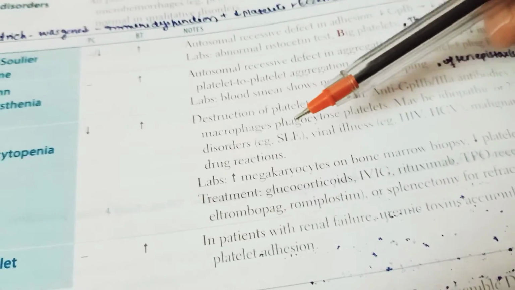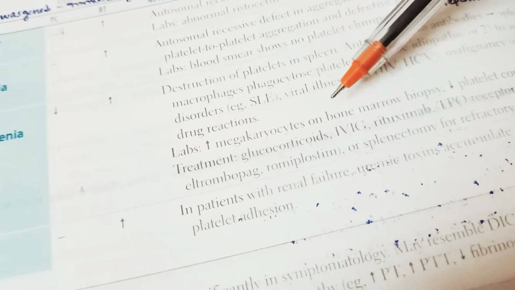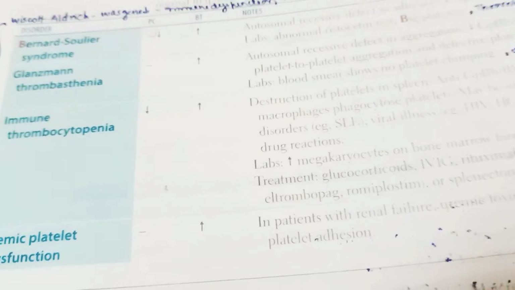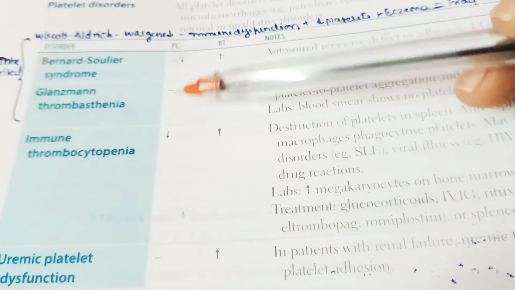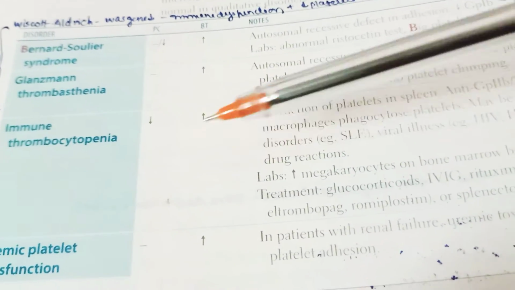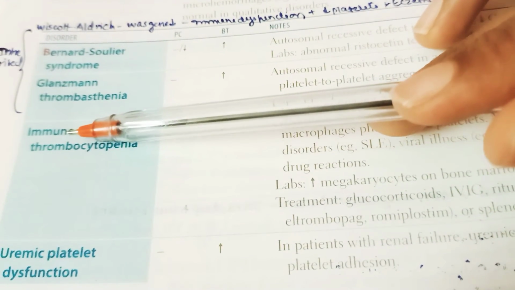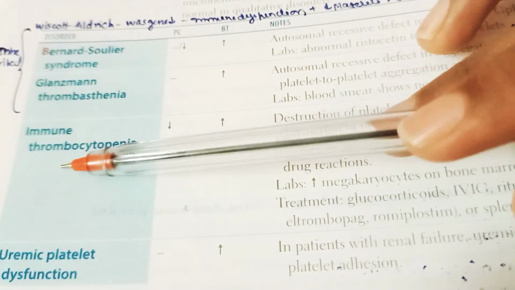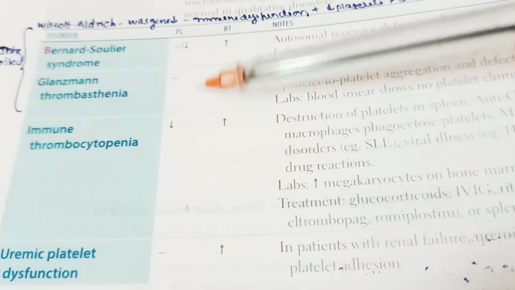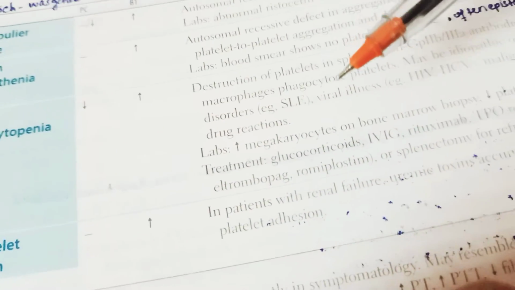malignancy, drug reactions. In the lab you will see mainly increased megakaryocytes in the bone marrow because the platelets are being destroyed, and there is decreased platelet count. This is very important. Till now we have said platelet count is normal, but here the platelet count will be decreased because the spleen is eating the platelets. Why the name immune? Because here the antibodies are affecting. Thrombocytopenia is the decrease. In the name itself you'll understand everything. Platelet count is decreased because of some autoantibodies.